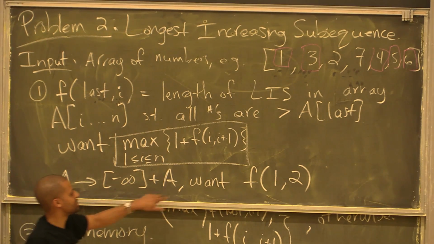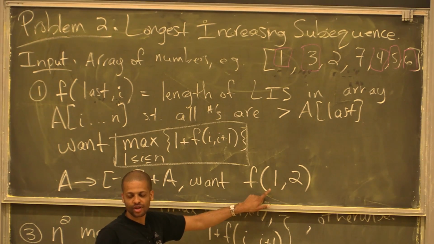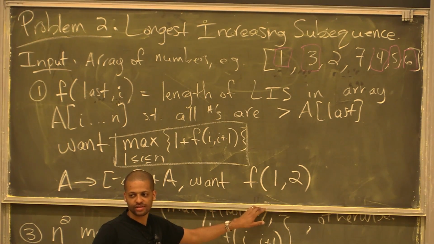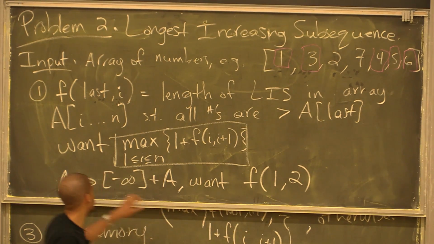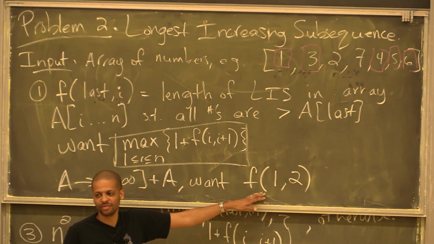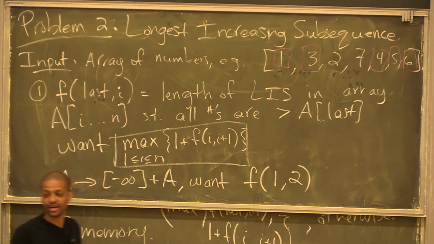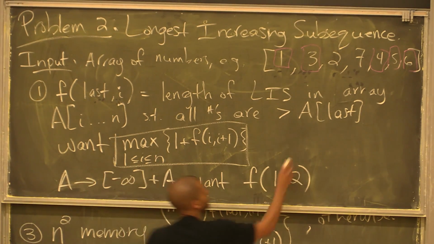What I'm saying here is, what's the length of the longest increasing subsequence only using item 2 onward, where all the numbers have to be bigger than item 1? But item 1 is minus infinity, because I added minus infinity, and everything is bigger than minus infinity. So basically, any increasing subsequence would be OK. Sorry? Yeah, here it's one indexed.